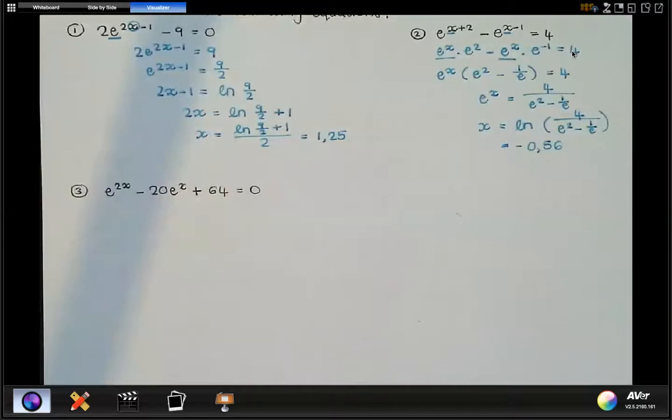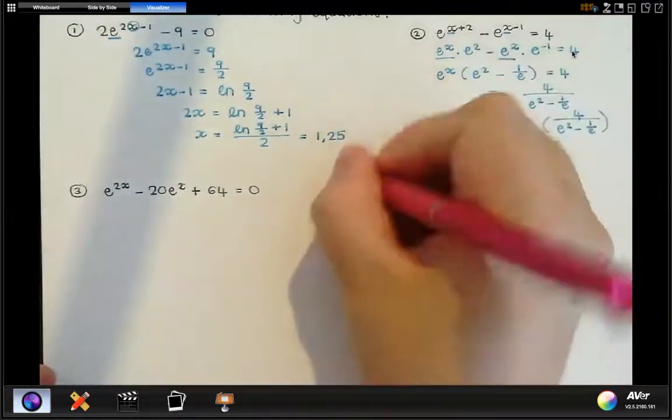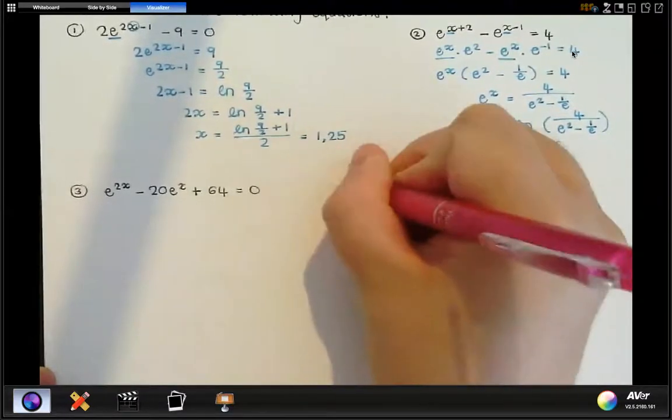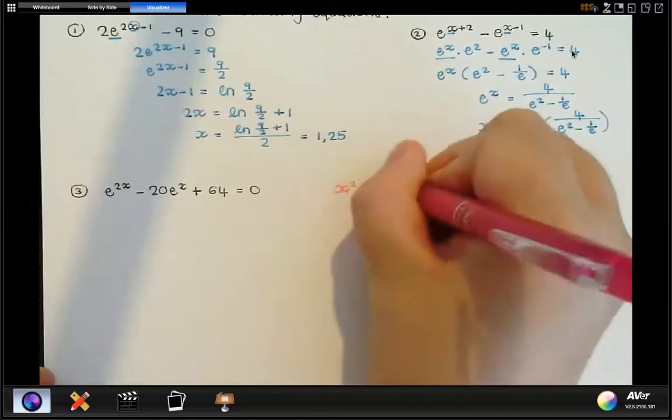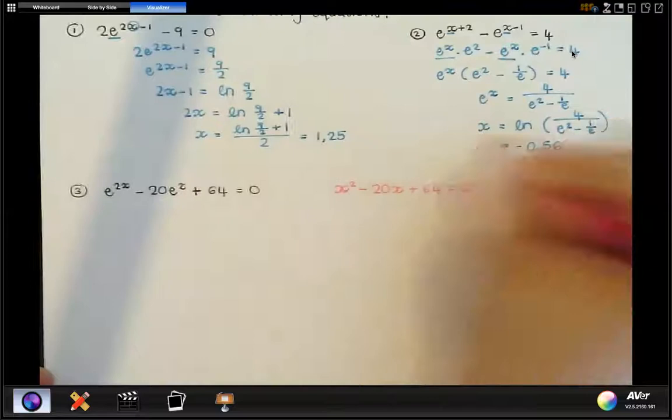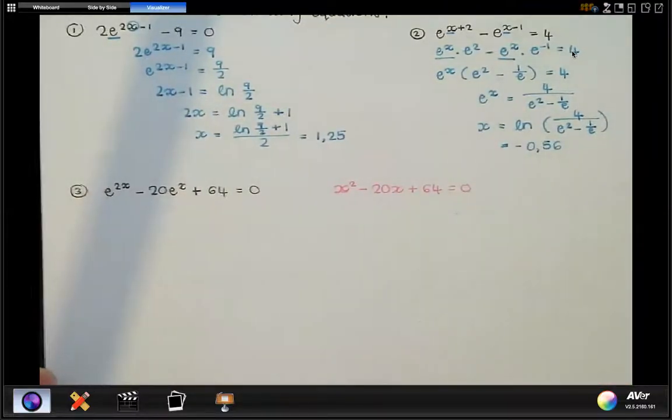Okay, now what we have here is actually a trinomial. I'm hoping that you guys can identify that. If we had something like this, if we had x squared minus 20x plus 64 is equal to 0, I think all of you would have identified that as a trinomial straight away, and you would have known to factorize.